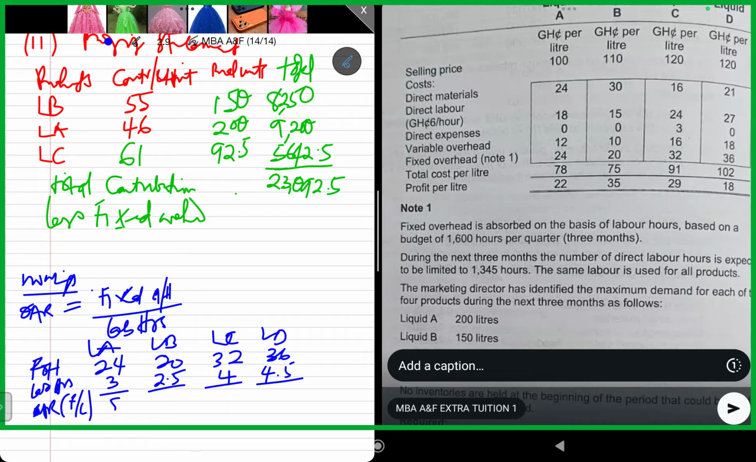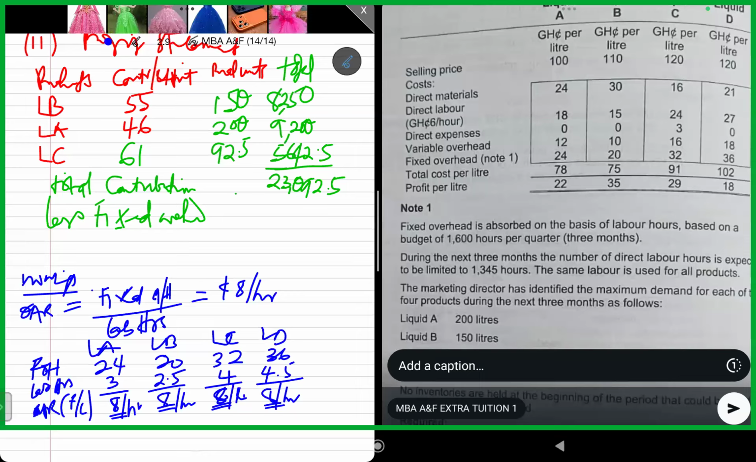8 for A, 8 for B, 8 for C, and 8 for D. They all have 8. So you see, the OAR should be fixed overhead over labor hours. So it means the 8 is 8 cedis per labor hour. 8 cedis per hour. So what is the OAR? It is 8 cedis per hour, which is like the variable cost per unit.